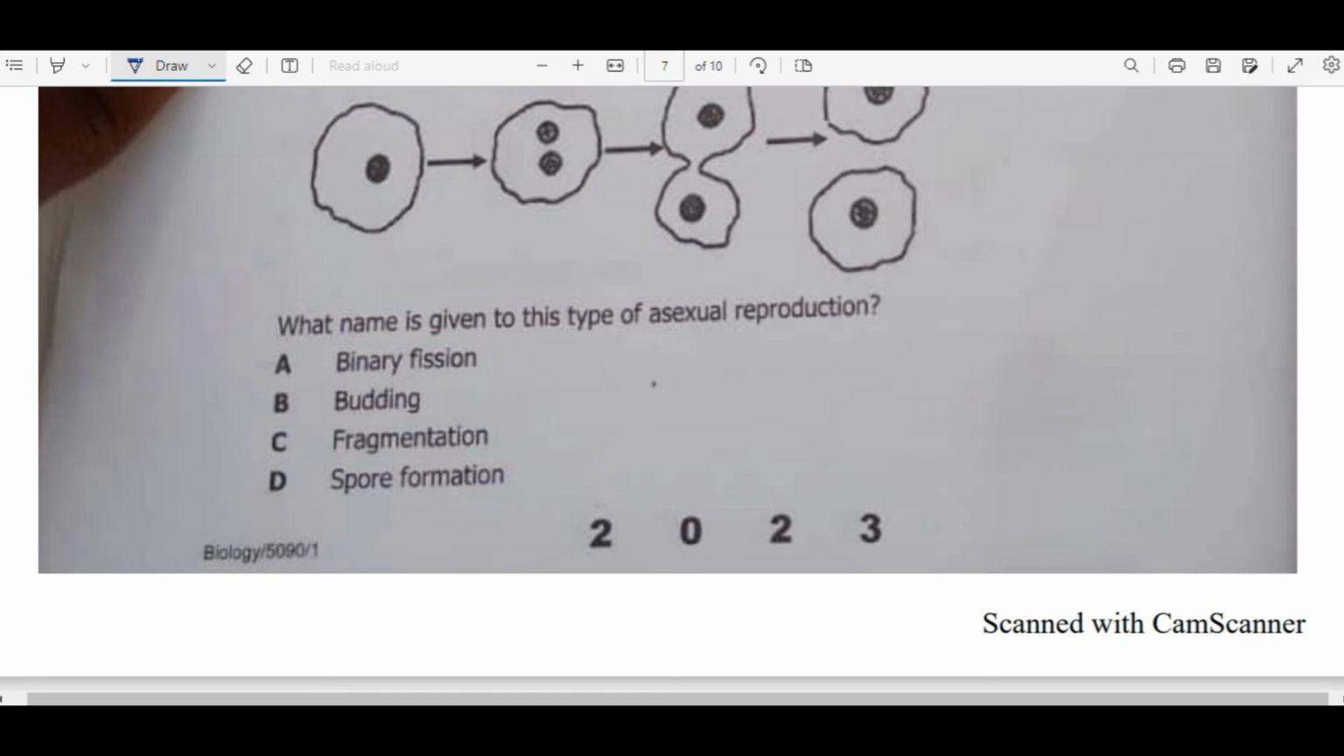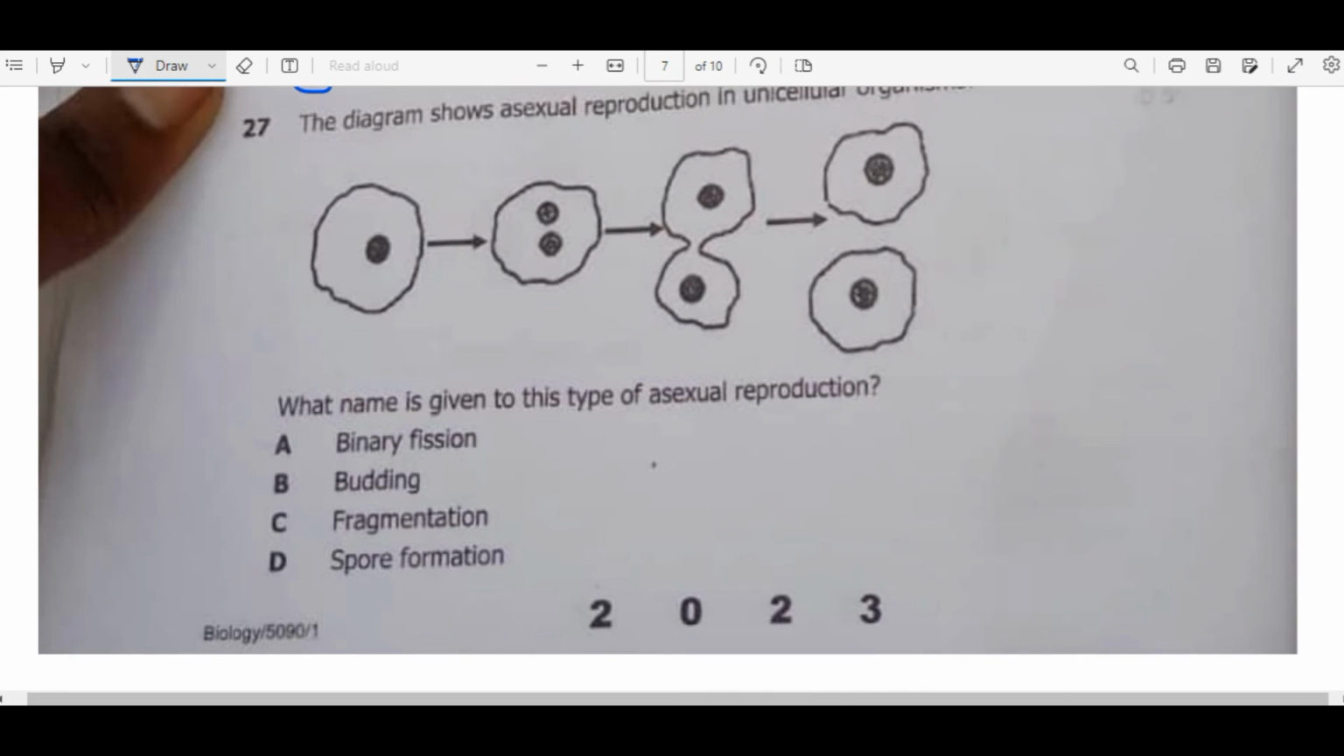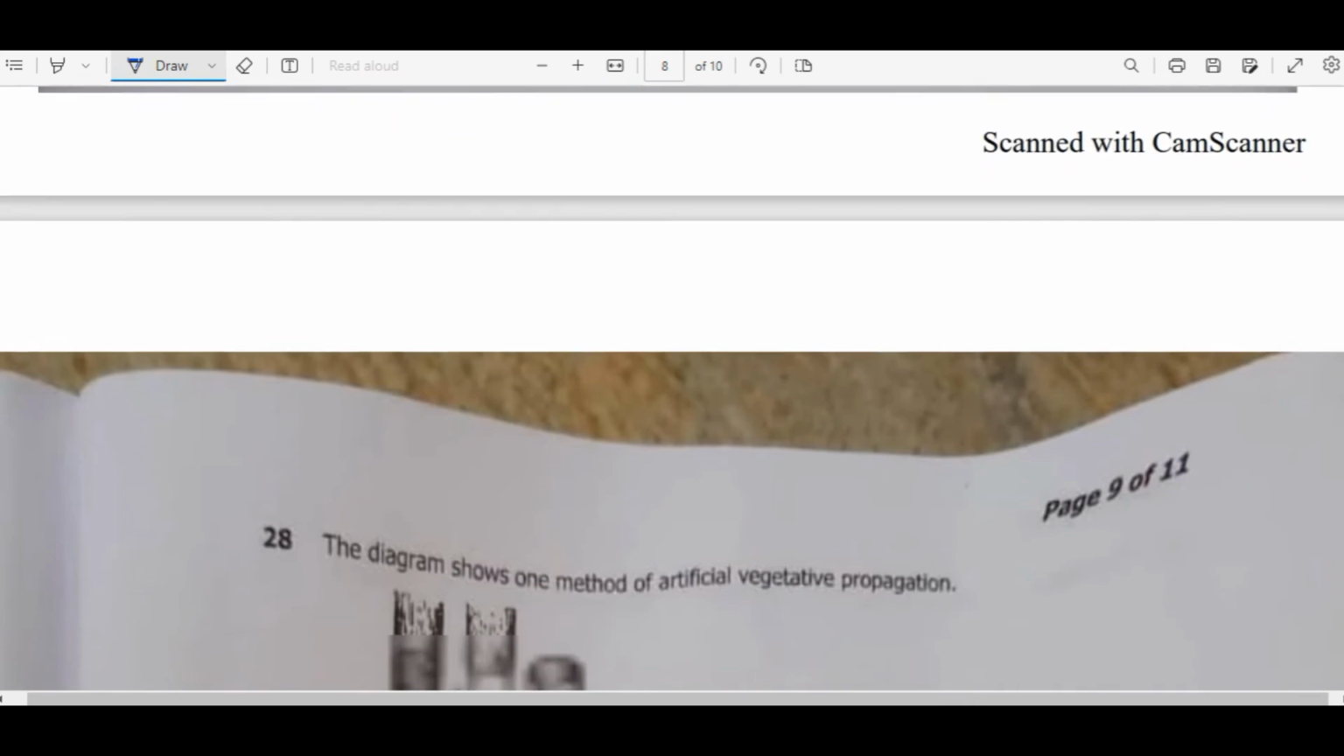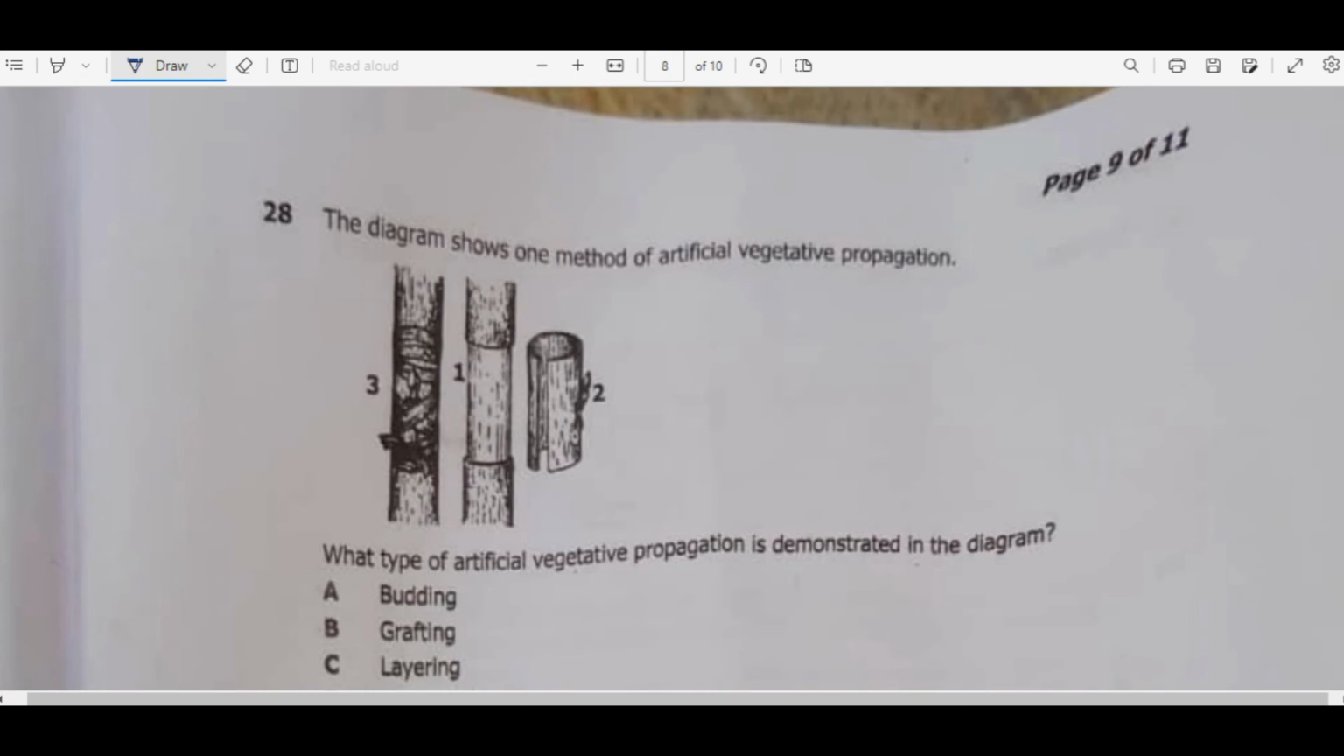So here, when you look at the diagram very carefully, you find that it is binary fission, because bi means what? Means 2. So this is the answer there. Okay, so we can quickly move to the other question.